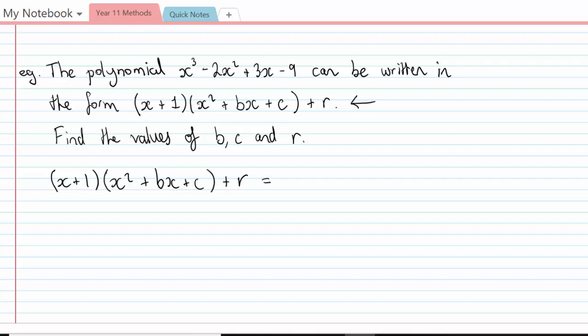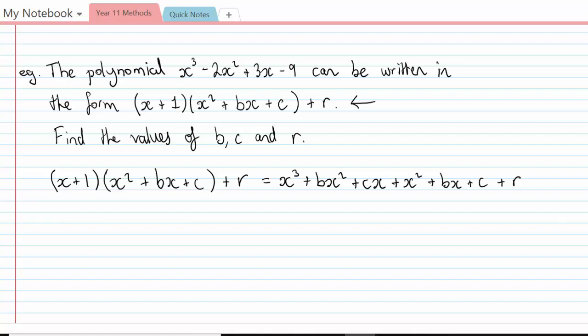equals, now if I expand this out using that same process of multiplying each term, I've got x times x squared, which is x cubed. x times bx is bx squared. x times c is cx. Then I've got 1 times x squared, which is just x squared. I've got 1 times bx, which is just bx. I've got 1 times c, which is just c. And then I've also got a plus r on the end, which isn't in the bracket, so it didn't get multiplied with anything.